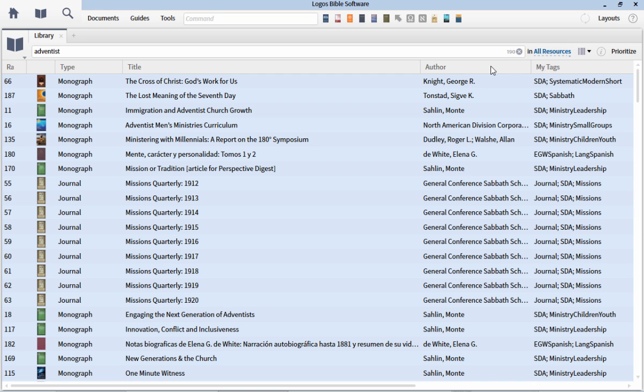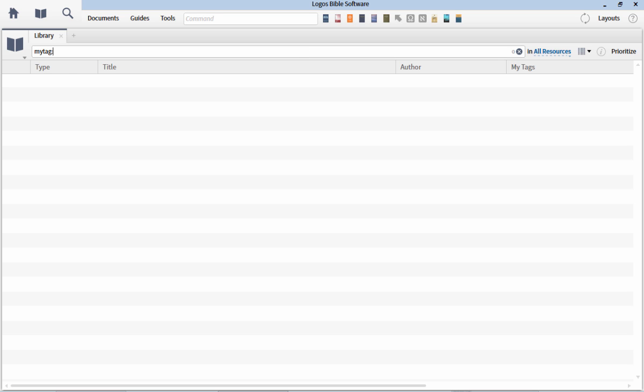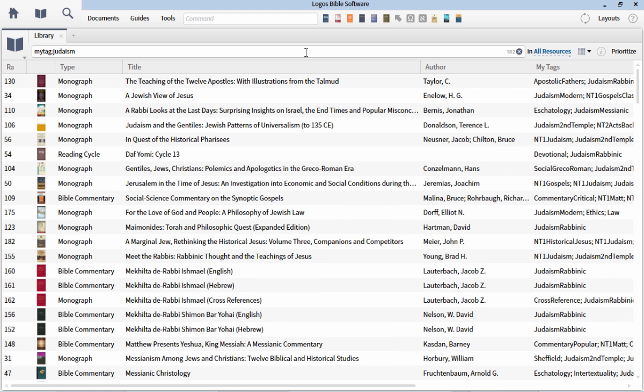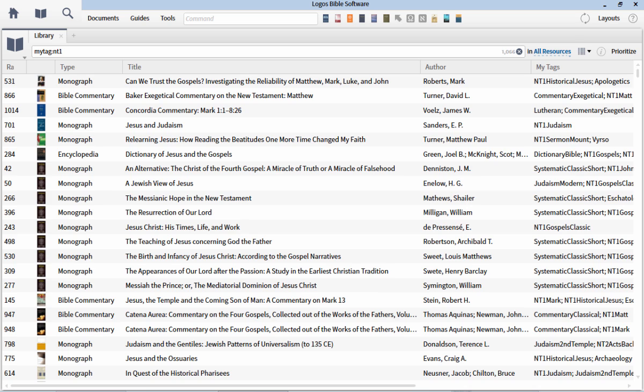And the benefit of doing that is you can easily find things again. So I have a tag called Judaism, which are all my books about Judaism. And I have one called New Testament 1. That's all my books on the Gospels. I've divided the New Testament into different sections. So all NT1, that's all my books on the Gospels. NT2, all my books on Acts. NT3, all my books on Paul.